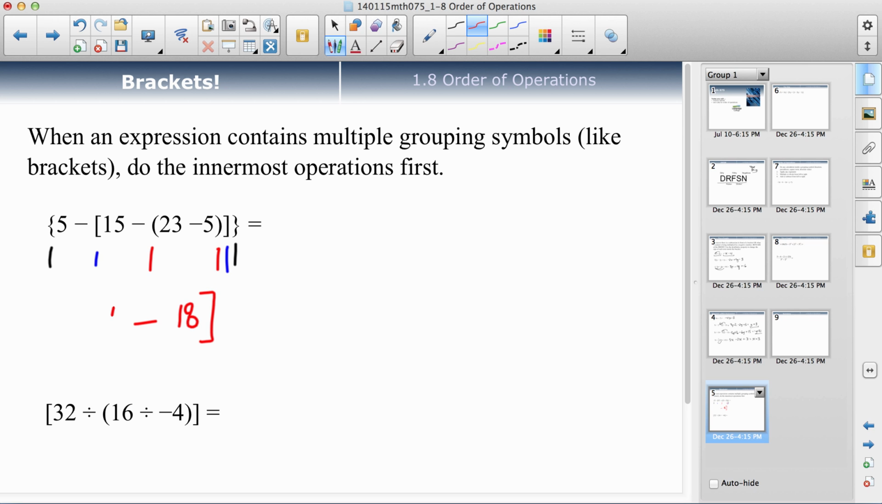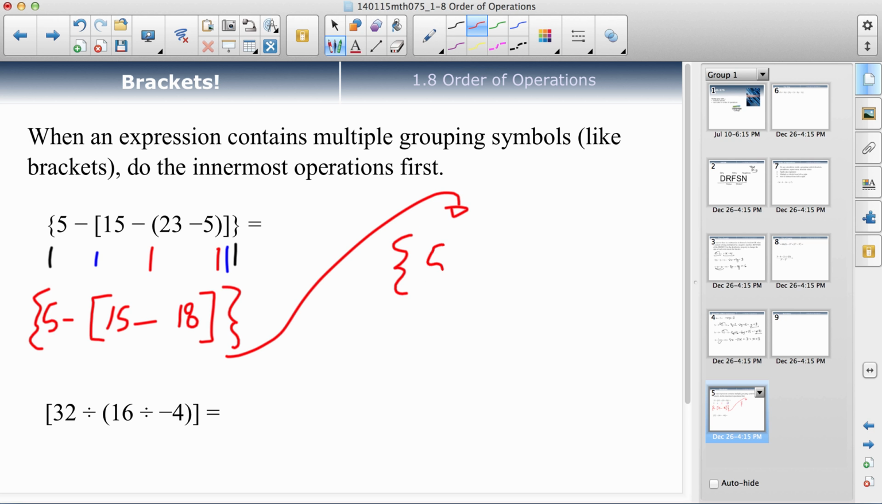So now I've got this, and then a 5 take away, and I have those funny squiggly ones on the outside. Now I need to do what's inside the innermost one, so it'd be 15 take away 18. I'm going to continue my answer up here. So I'd have a 5 here, minus, and then I'm up 15, lose 18, so I'd be down 3. So down 3. Again, I drop my brackets once I've done that operation.